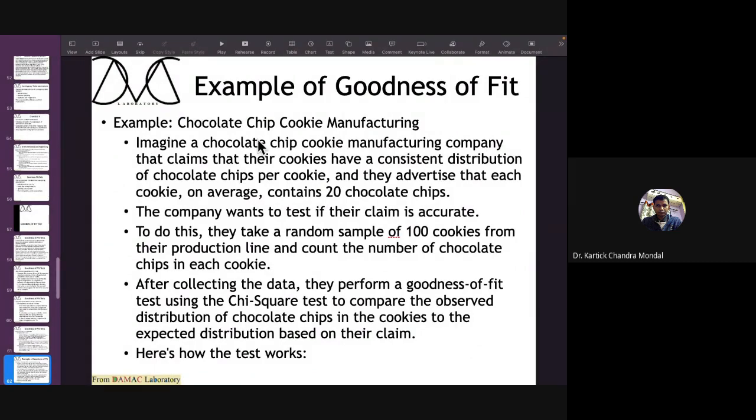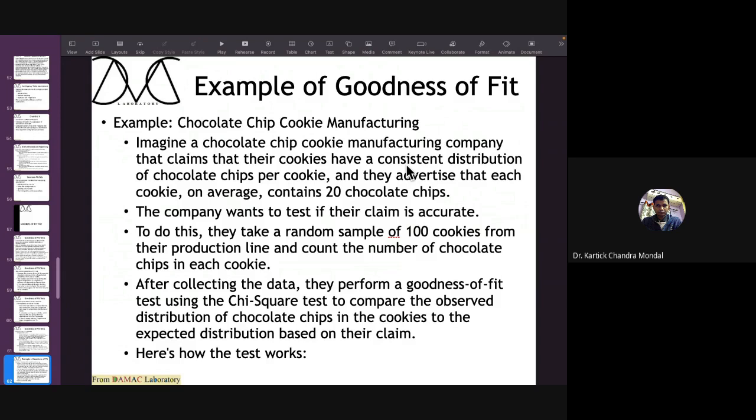For example, how can the goodness of fit test give you some understanding? Imagine chocolate chip cookies, a cookie with small chocolate chips in it. Say you have a chocolate chip cookie manufacturing company, and you want to advertise that each of your cookies has more or less 20 chocolate chips. Whether the advertised value is true or false.